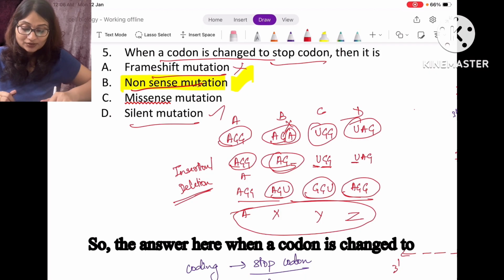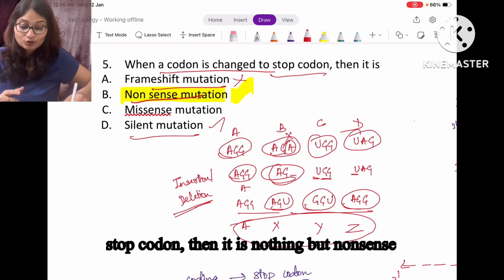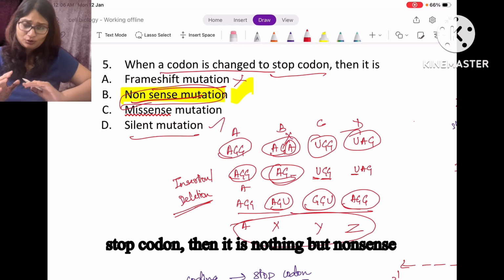Fine. So the answer here, when a codon is changed to a stop codon, then it's nothing but nonsense mutation.